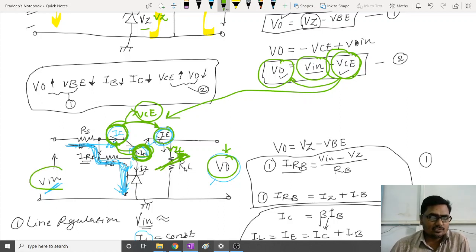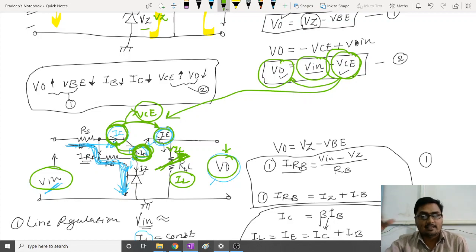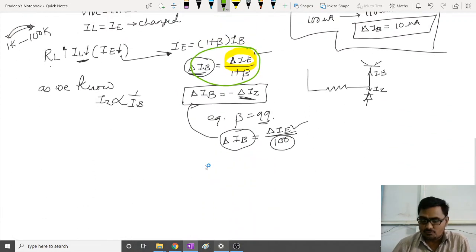We are keeping input voltage constant. We are changing load current, IL. How we are changing load current? By changing load resistor. So you change load resistor in a large amount. Obviously there will be change in IL in large amount. But finally it has to get divided by 1 plus beta. सो अगर ज़्यादा चेंज है IL में तो उसको डिवाइड बाय 1 प्लस बीटा होना ही है. So obviously there will be very small change in IB.